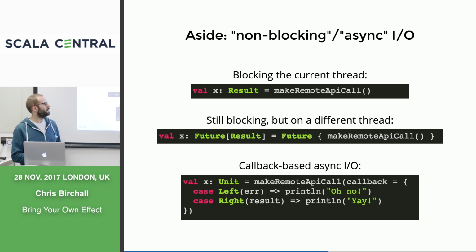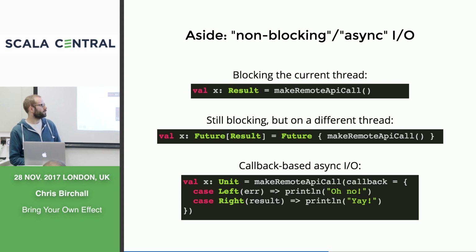A different way of doing it is to still block, but do it on a different thread. An easy way to do that in Scala is to just wrap it in a Future. That will take an ExecutionContext, which specifies which thread pool you want to use to run this Future. So it's still eating up a thread somewhere until it completes. It's using resources, but it's not the current thread. So your thread can continue to do work and respond to UI and things.